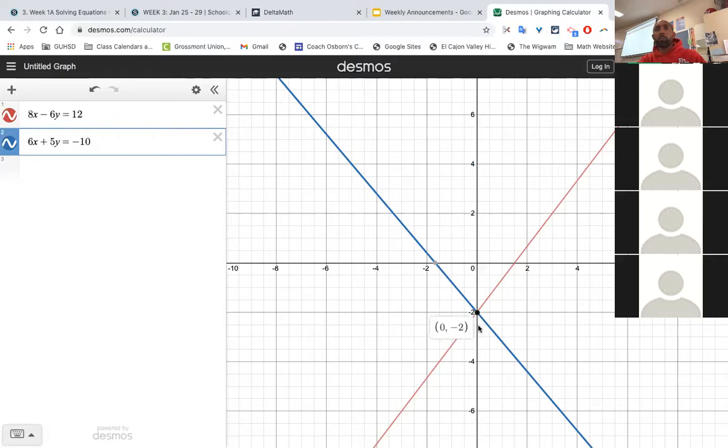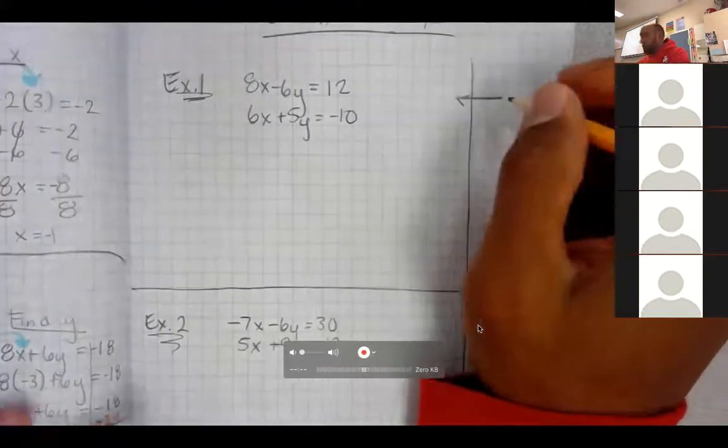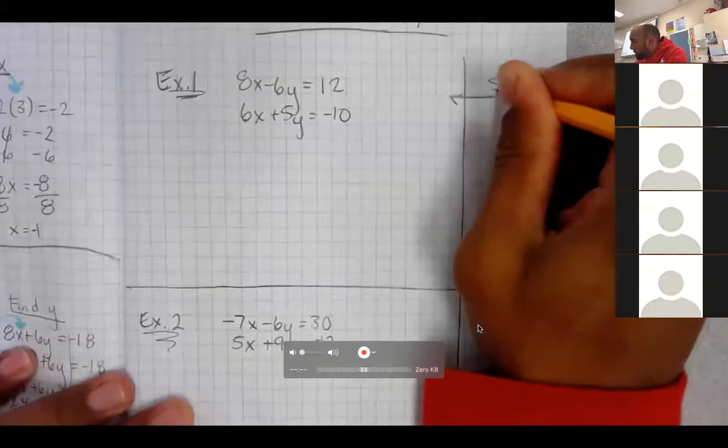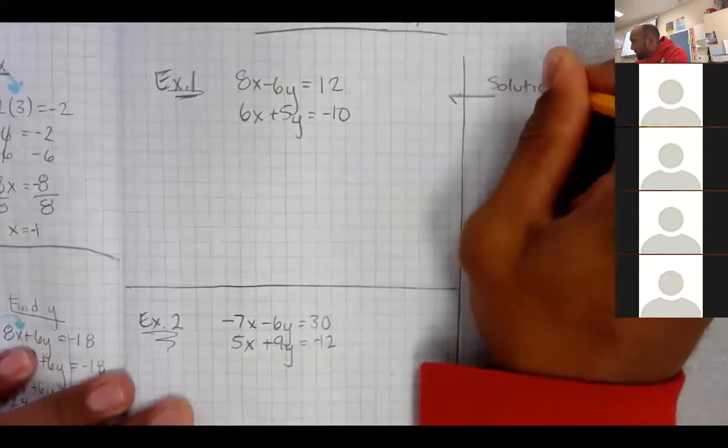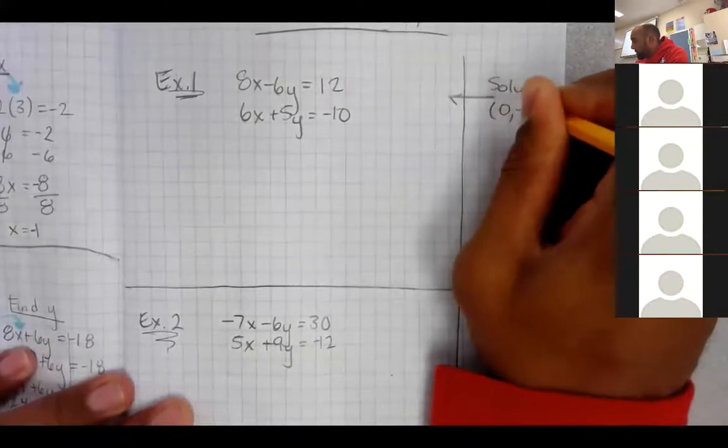So the answer is 0, -2. So I'm gonna write that down. All right, so I'm writing that next to the problem. I'm gonna put that in my column here. The solution is 0 and -2.